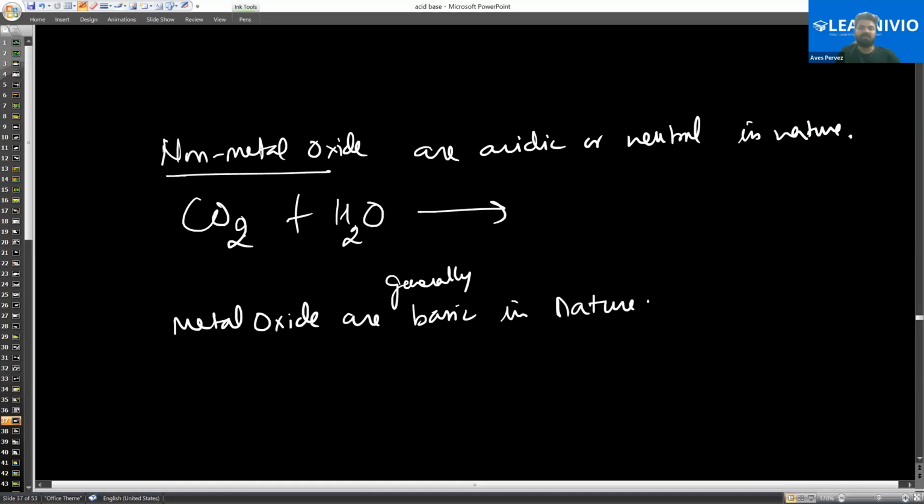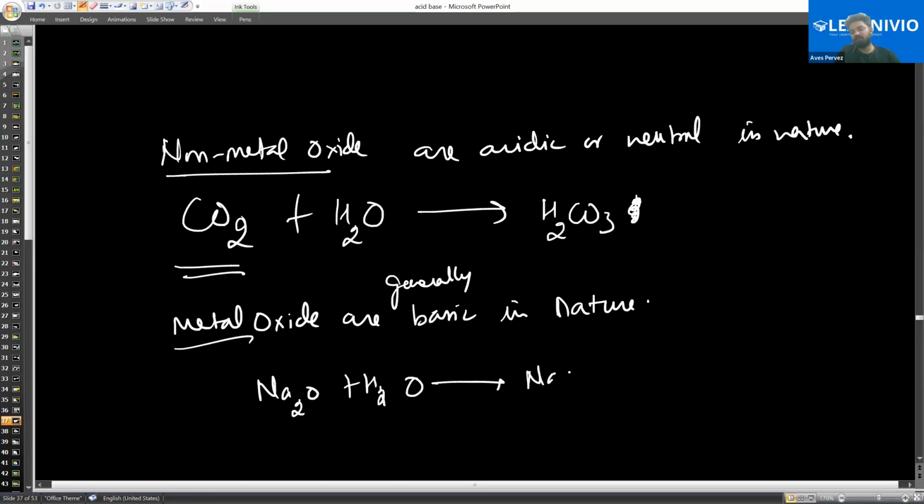So this is a non-metal oxide, carbon dioxide. When it reacts with water, it will give you H2CO3, that is carbonic acid. But a metal oxide like Na2O reacts with water to give NaOH. Calcium oxide reacts with water in an exothermic reaction to form calcium hydroxide, so it will give you a base.